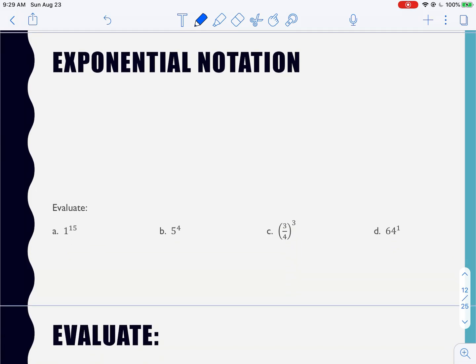Exponential notation. So you guys probably remember how to do this. If I had something like 4 to the 3rd power, we call 4 the base, and 3 is the exponent. And remember, the exponent tells you how many times you're going to multiply the base. So 4 to the 3rd power means 4 times 4 times 4. 4 times 4 is 16, and then 16 times 4 is 64. So 4 to the 3rd power would be 64.